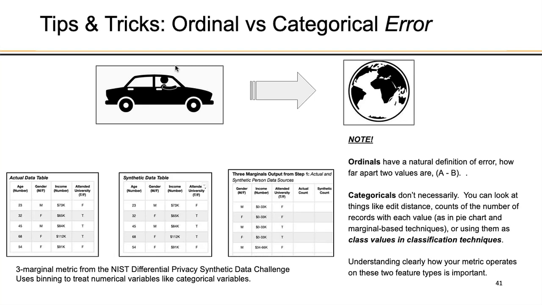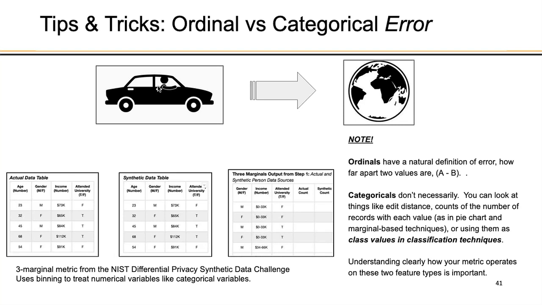You can talk about counting up the number of categorical things you've gotten different in a record. You can do things like this to determine error. Counts of number of records with each value, which is what the pie chart metric does. It counts up how many records have each event type, and then it compares those counts between the real and the privatized data. Lots of things you can do. You can even use them in categoricals as predicted values and classification techniques and so on.